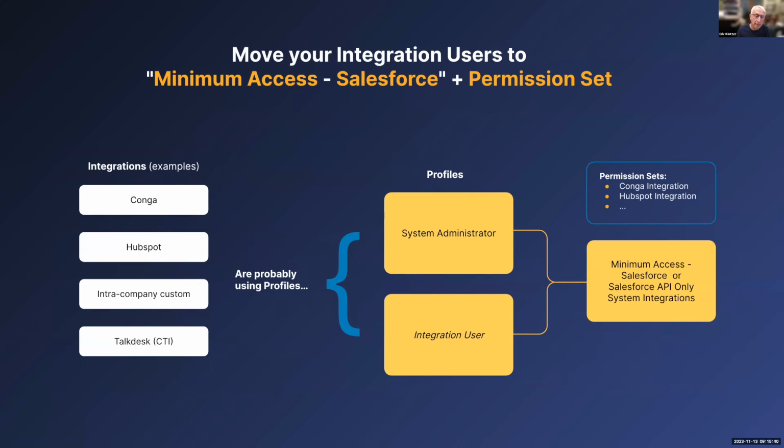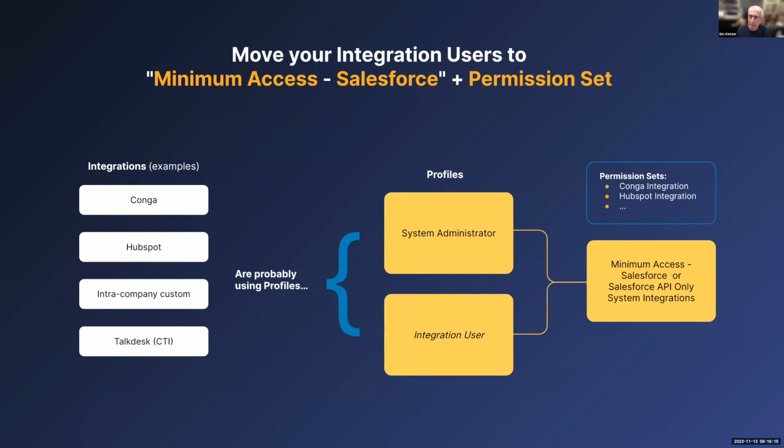Okay, now we've also got integration users. So here's an example. Let's say you've got 4 integrations into your org, one from Conga, one from HubSpot. You got a custom one for your own intra-company applications, maybe using a CTI one from TalkDesk. More likely than not, those integration users are using either the system administrator profile, yuck, bad idea, or some custom integration user profile, which probably has way too many permissions granted to those integrations.